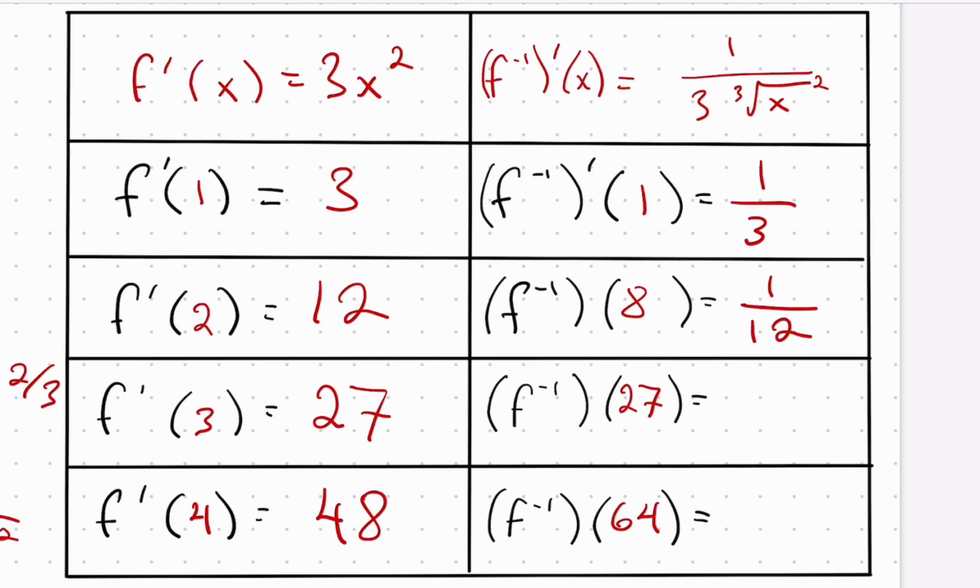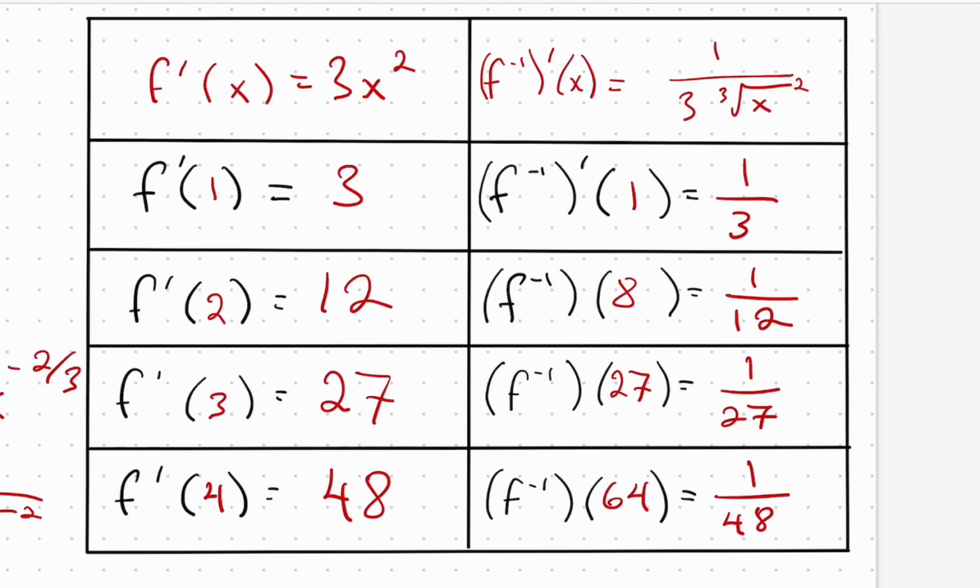For 27, it'd be 1 over 3 times the cube root of 27 squared. The cube root of 27 is 3. 3 squared is 9. 3 times 9 is 27. So that answer would be 1 over 27. For 64, it'd be 1 over 3 times the cube root of 64 squared. Cube root of 64 is 4. 4 squared is 16. And 3 times 16 is 48. So the answer would be 1 over 48.